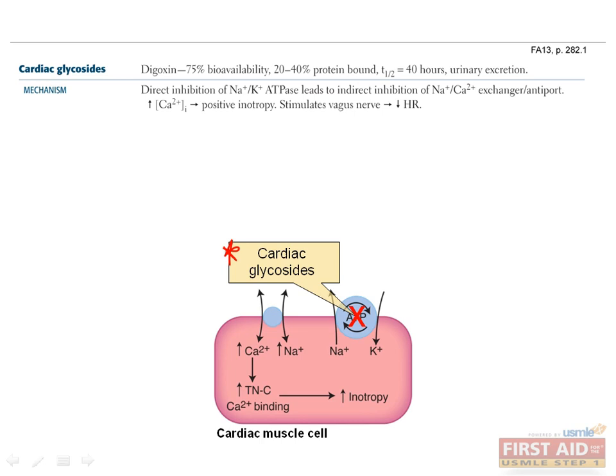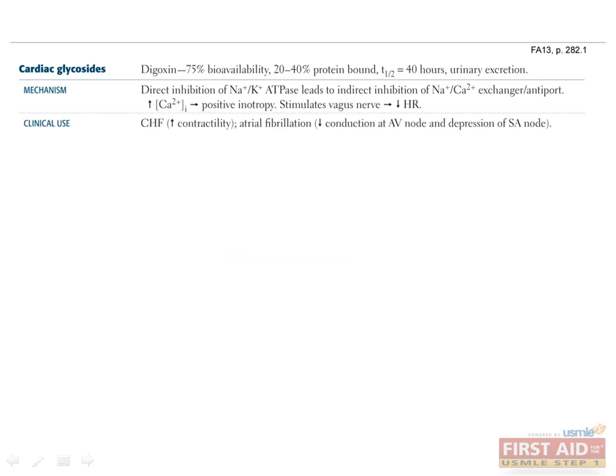This increases the intracellular concentration of sodium, which then increases the exchange of sodium and calcium. The end result is an increased intracellular concentration of calcium. This increased concentration of calcium leads to increased contractility, which is why these drugs are being used for CHF. Cardiac glycosides also stimulate the vagus nerve, so they can be used in atrial fibrillation.